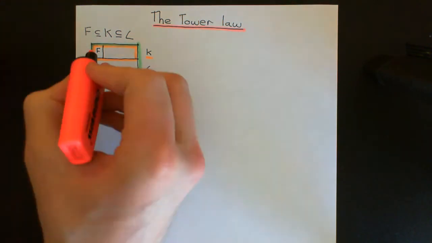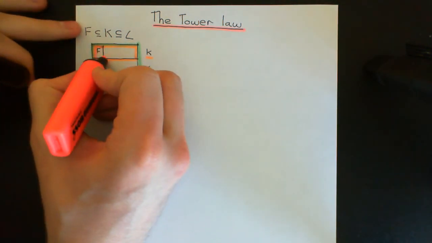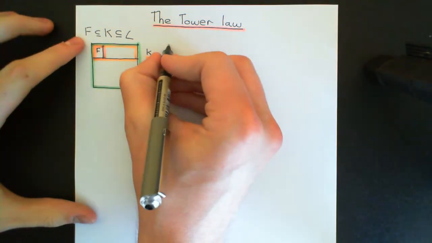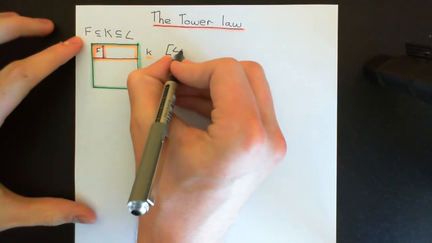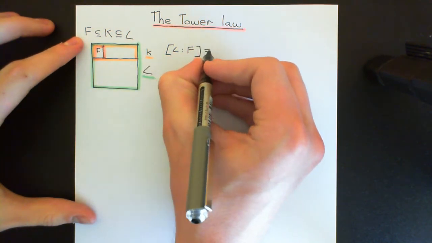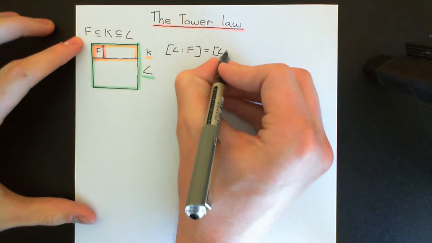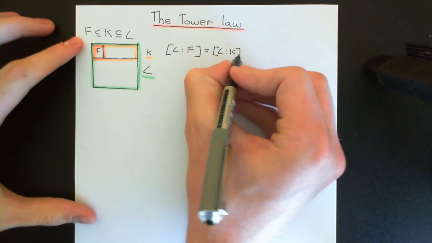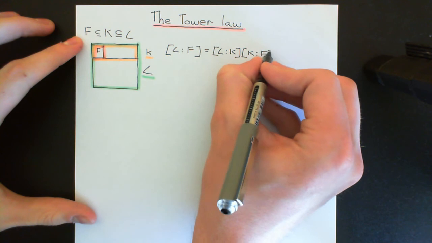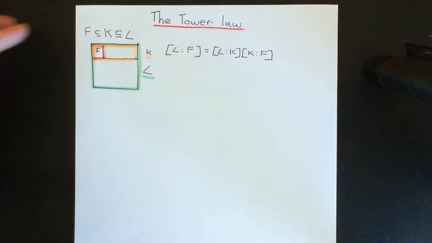Okay, so we've got three different levels of fields basically. K is a field extension of F, and L is an even bigger field extension of K. So what then does the Tower law actually say? Well, the Tower law says that the degree of the field extension L over F is equal to the degree of the field extension of L over K times the degree of the field extension K over the field capital F. That is the statement of the Tower law.